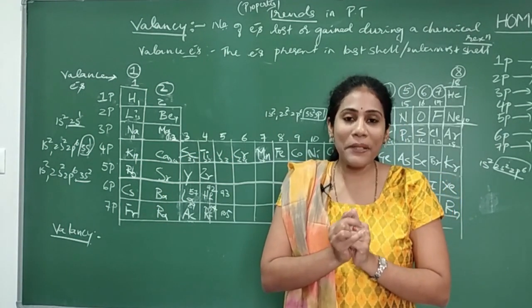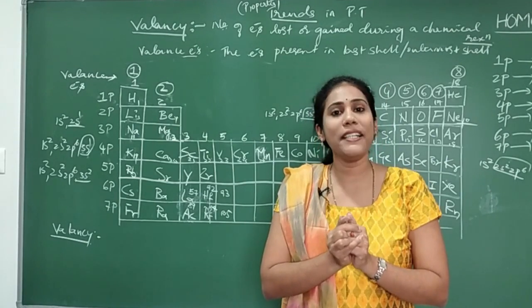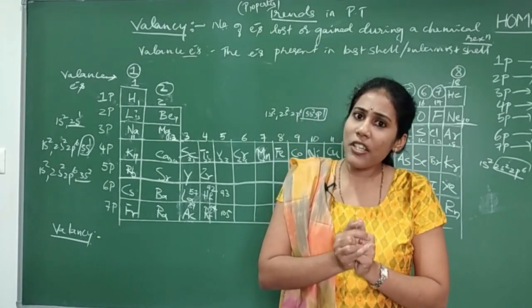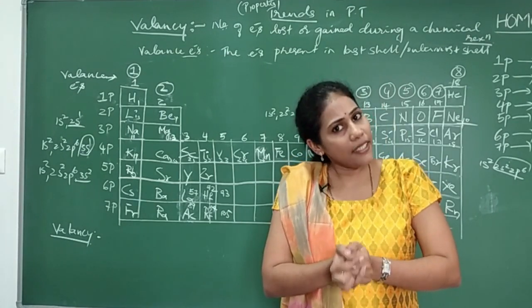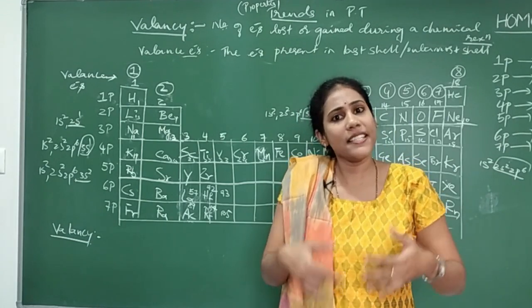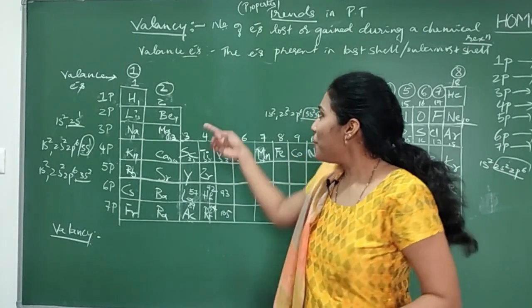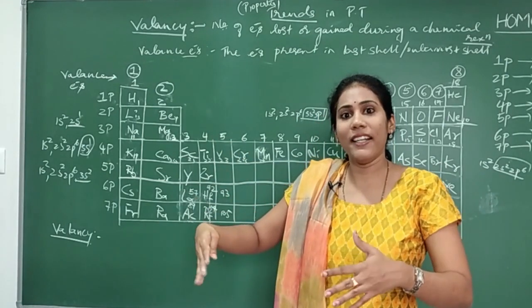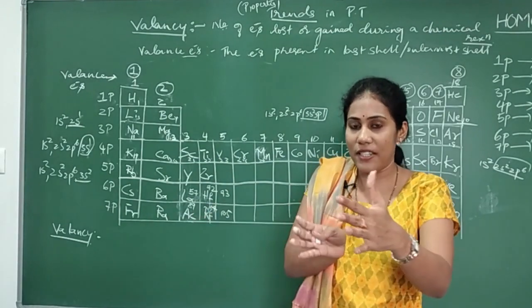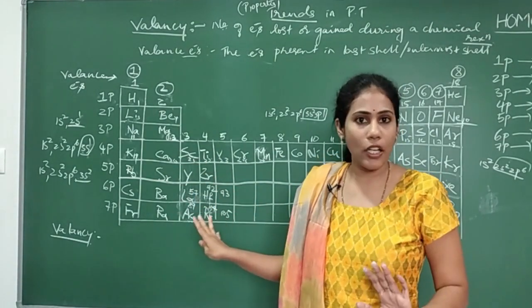All chemical reactions happen that way only. In order to become stable, they participate in the reaction. During the reaction, they lose or gain electrons. Why do they lose or gain electrons? Because to get that stability. However many electrons they need to lose or gain to get stability, that many they will lose or gain. Losing or gaining electrons can happen only in the last shell, not the inner shells. So only last shell electrons can be lost or gained.